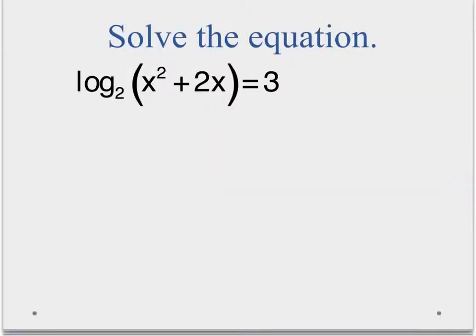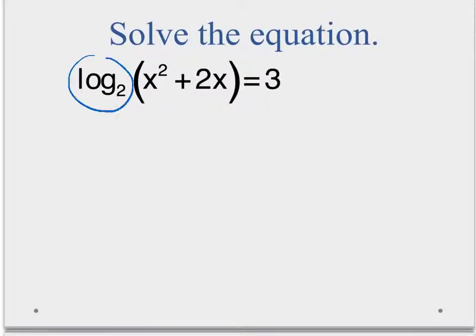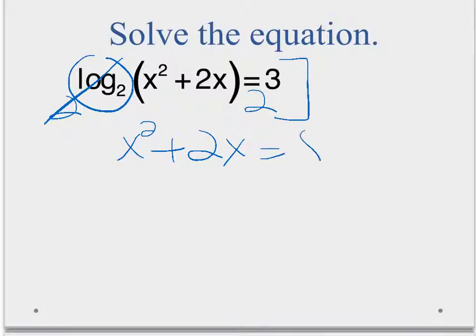So in this problem, we want to get to that x squared plus 2x. We need to get rid of this log base 2. So to get rid of that log base 2, we need to take base 2 to both sides. That will cancel the log, so we get x squared plus 2x. And then this side is 2 to the third, so that's 8.